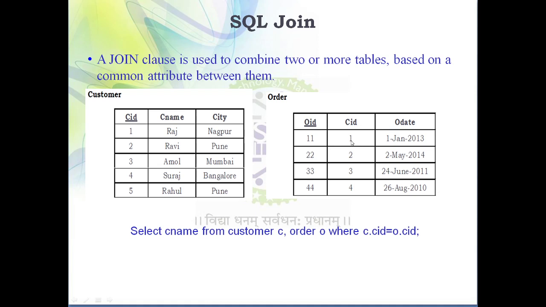That means Rahul is a customer who did not place the order. So in this case, we are going to compare the attribute customer ID from the customer table and also customer ID from the order table. That's why here we have written c.cid equals o.cid. So you need to understand when we need to use a join operation.